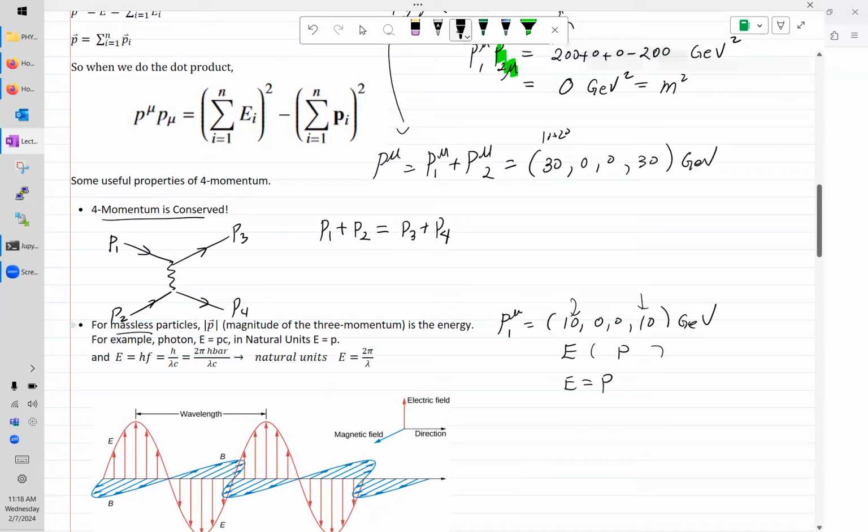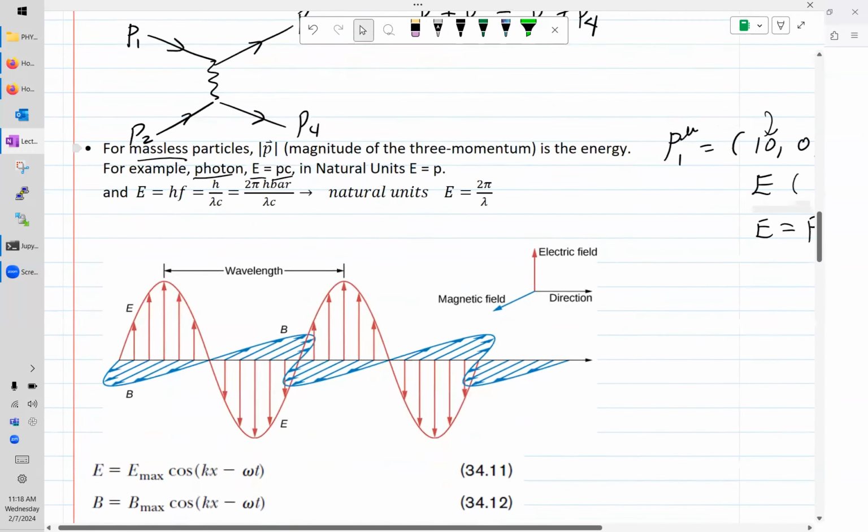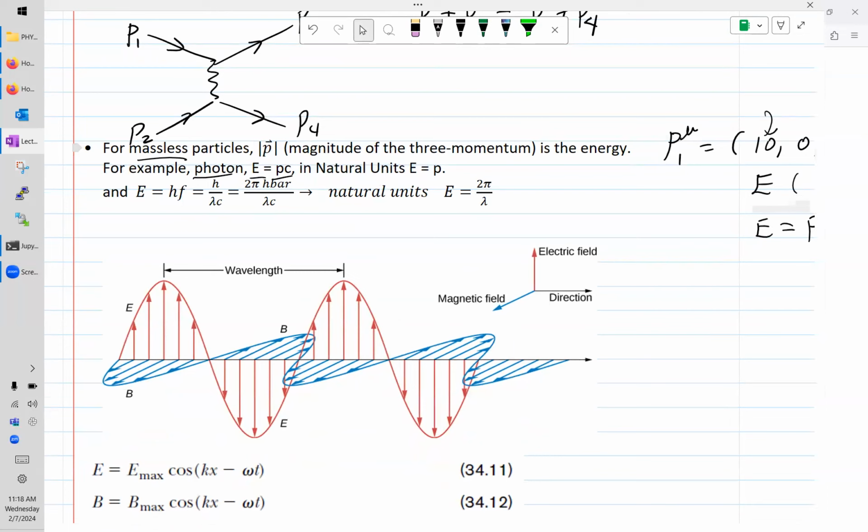So for example, a photon, right? The energy of a photon is the momentum times the speed of light. But in our case, since we're using natural units, we get rid of the c. So just E is equal to p without having to do any conversion factors, which is nice.